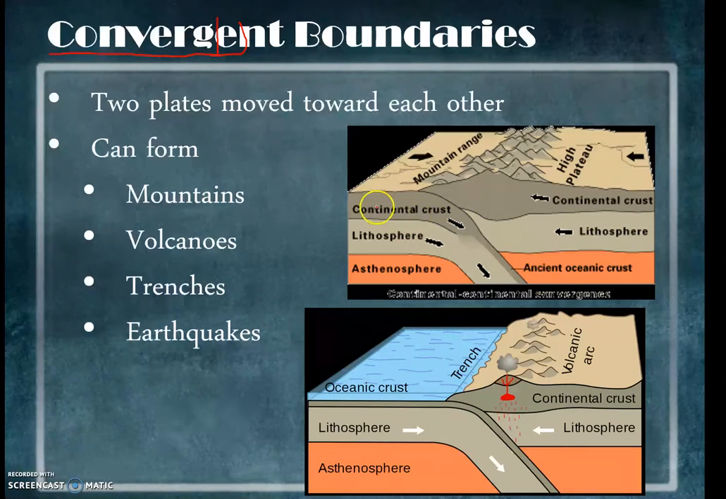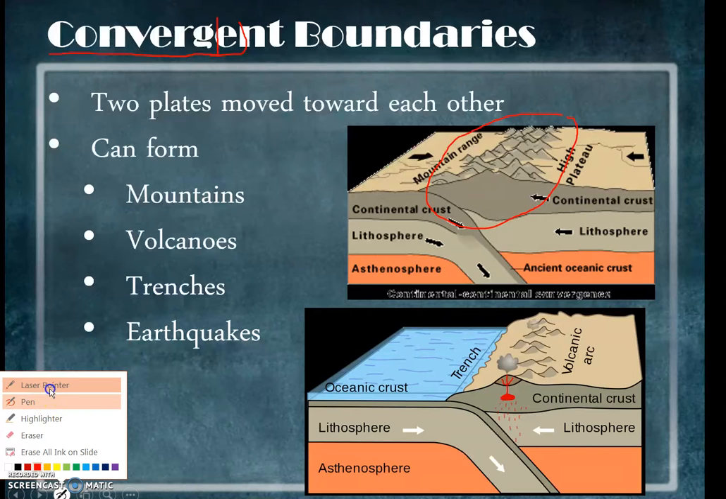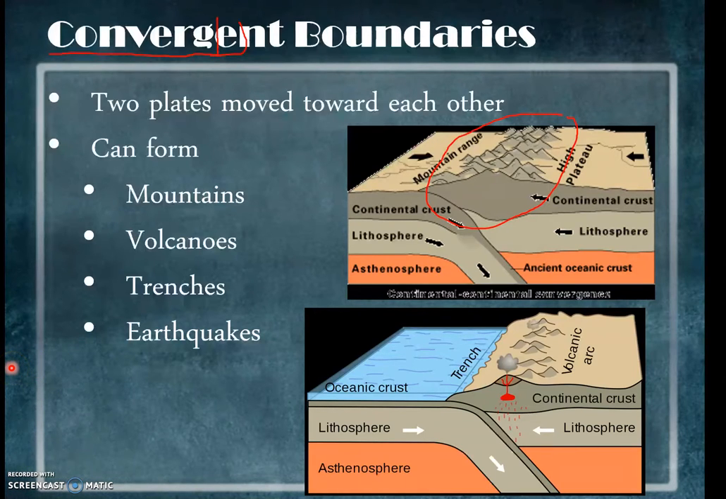If it's two continental plates, we get giant mountain ranges forming. This is how the Himalayan mountains formed, from the Indian plate crashing into the Eurasian plate. We can also form volcanoes, trenches, and earthquakes. This more likely happens when an oceanic plate right here is going underneath a continental plate up here.